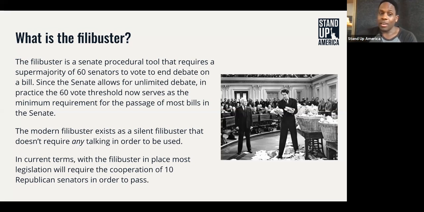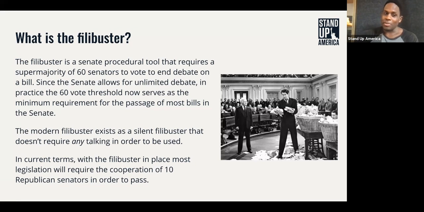Something most people don't know is that the modern filibuster exists as a silent filibuster, meaning that there's no talking necessary in order to have a filibuster. You can simply send a text to the majority leader saying that you intend to filibuster, and it's done. And we just move on with regular business. There is no Mr. Smith Goes to Washington kind of hoopla about it. It's just over in an instant.